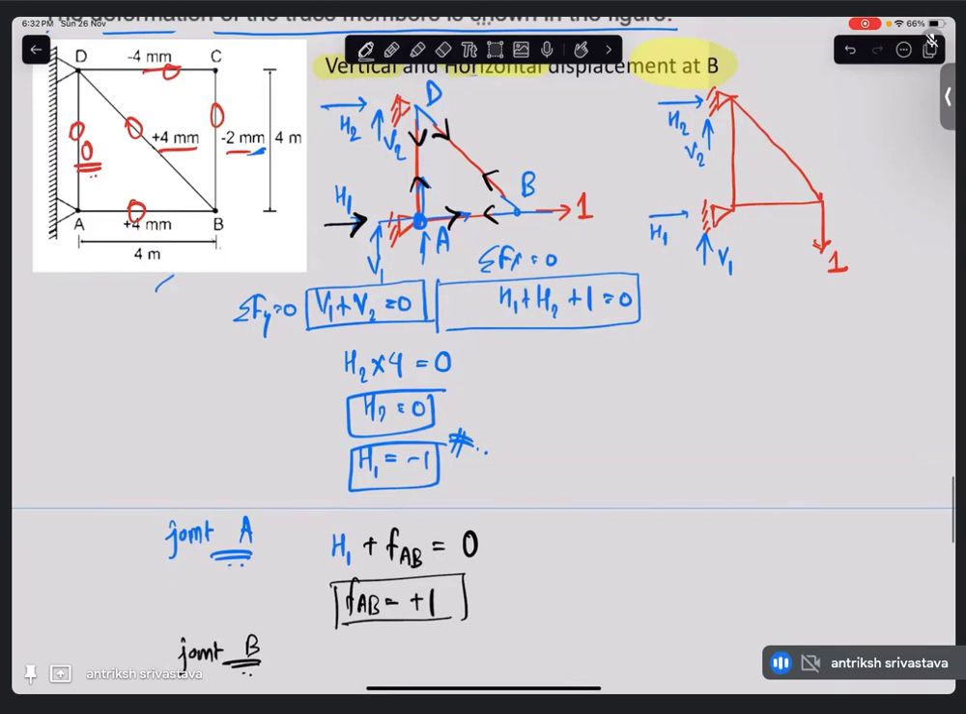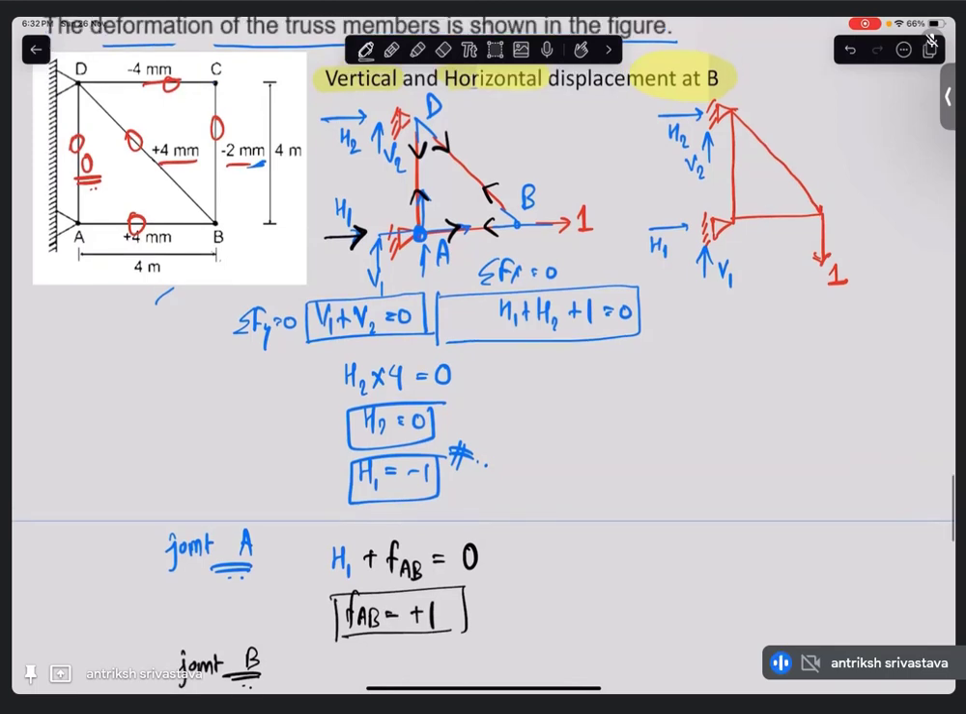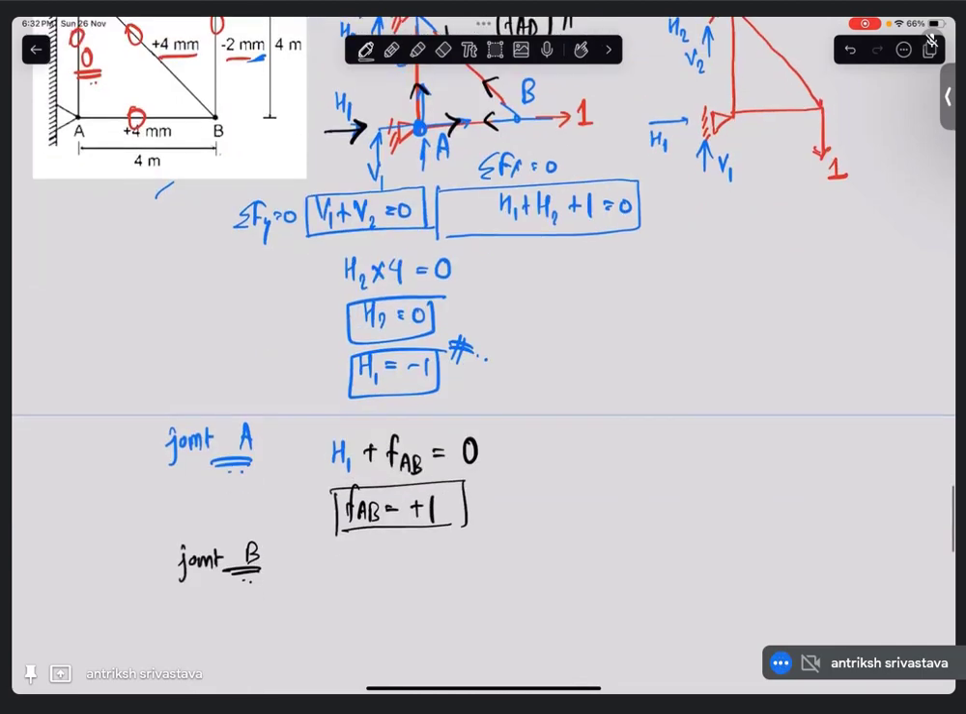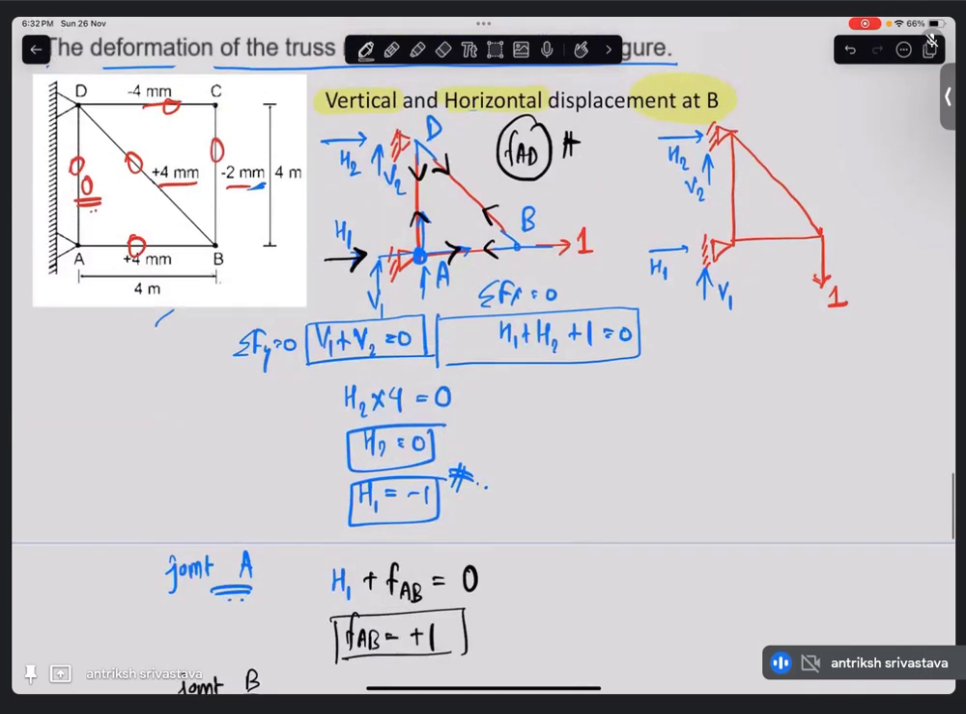Now let's look at joint B. We don't need to worry about the member FAD, because it is between the supports and we know that there has not been any kind of elongation or contraction at this point. Even if you calculated FAD, the delta for that FAD is 0, and as we know from our formula, it is the summation of k into delta i. So no need to do extra work.